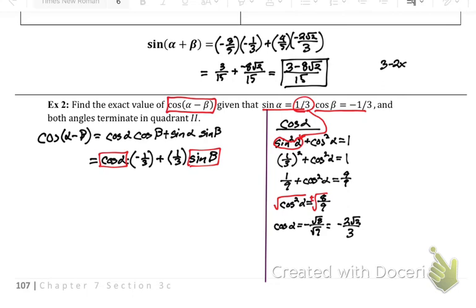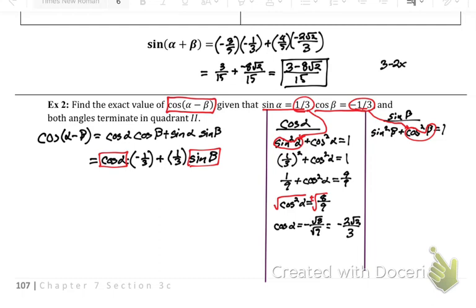All right, the last thing I need to find, what am I left with? I need to find that sine beta. Sine beta must come from the fact that sine squared beta plus cosine squared beta equals 1. So it's the exact same method. Except this time I know cosine beta equals negative 1/3. So we're going to take that negative 1/3 and plug it in for that cosine beta, because it says cosine beta equals negative 1/3.